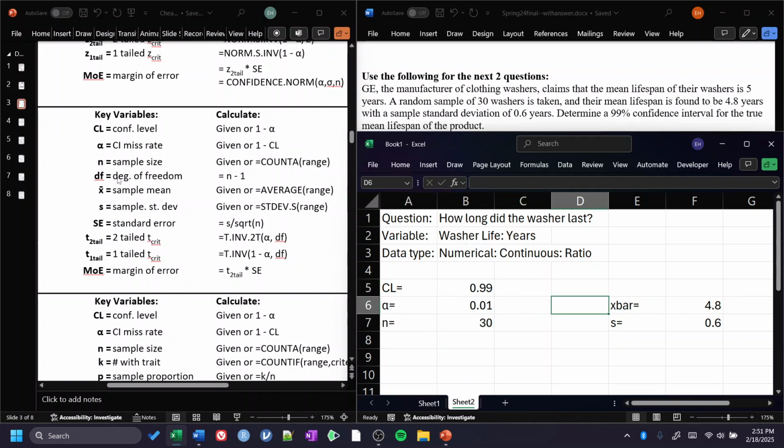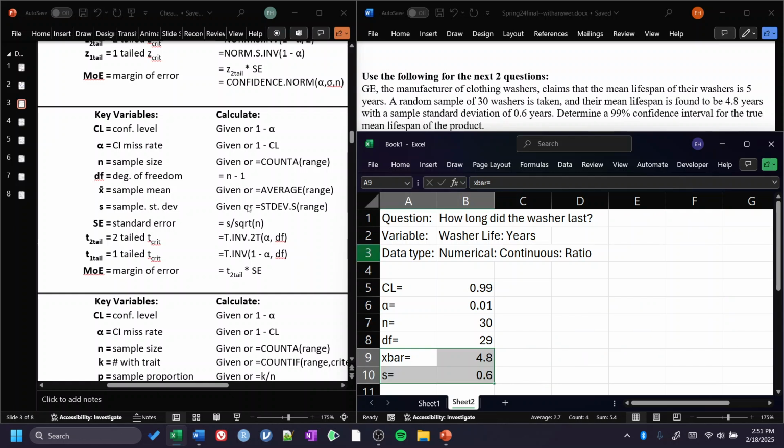And then under here, it says that, hey, I need a degrees of freedom. I'm just going to go degrees of freedom equals, and all it equals is the sample size minus 1 to get our degrees of freedom. Excellent. Next thing that it wants is an x bar and the sample standard deviation. I have both of those things, so I'm just going to drag them over.